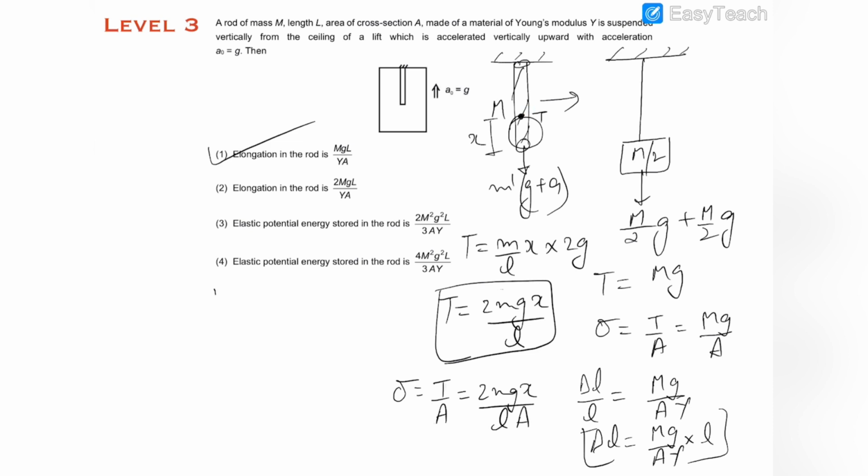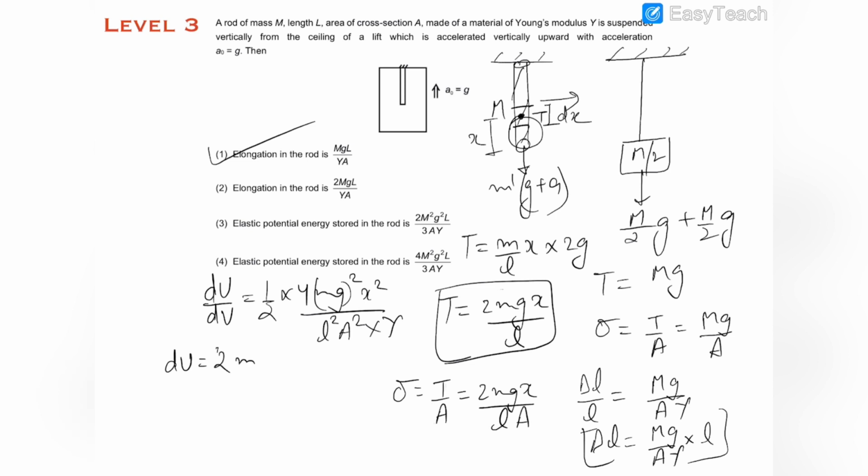And we know that the energy per unit volume is equal to half stress square divided by gamma, Young's modulus, which gives 4 mg square into x square by L square A square into gamma, and dV is the elemental volume. Let's suppose there is an element whose width is dx, so its volume would be equal to A dx. So the dU will be equal to 2 mg whole square x square into A dx. So I'm cancelling out A with A, so it is dx divided by L square A into gamma.